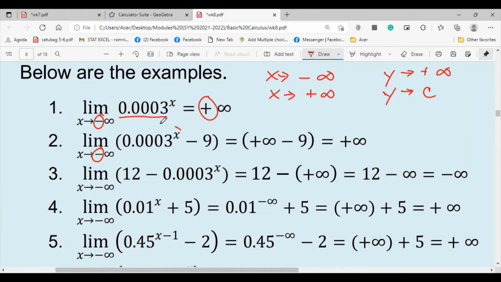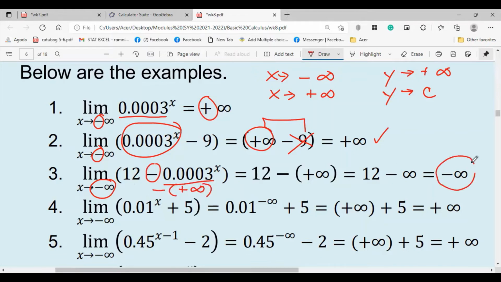Ito, increasing infinitely. So ito ay magiging positive infinity. Positive minus 9. Wala lang itong negative 9. The answer is positive infinity. Again, this is negative infinity, pero nakabantay ang negative. This must be positive infinity, no? Dahil may negative doon or minus, kaya nagkaroon tayo ng, ayan, negative infinity. What else?